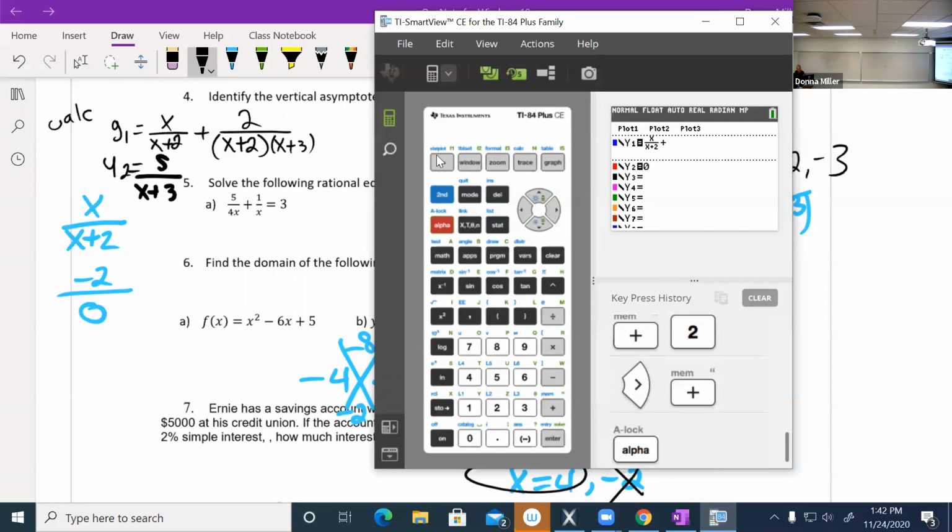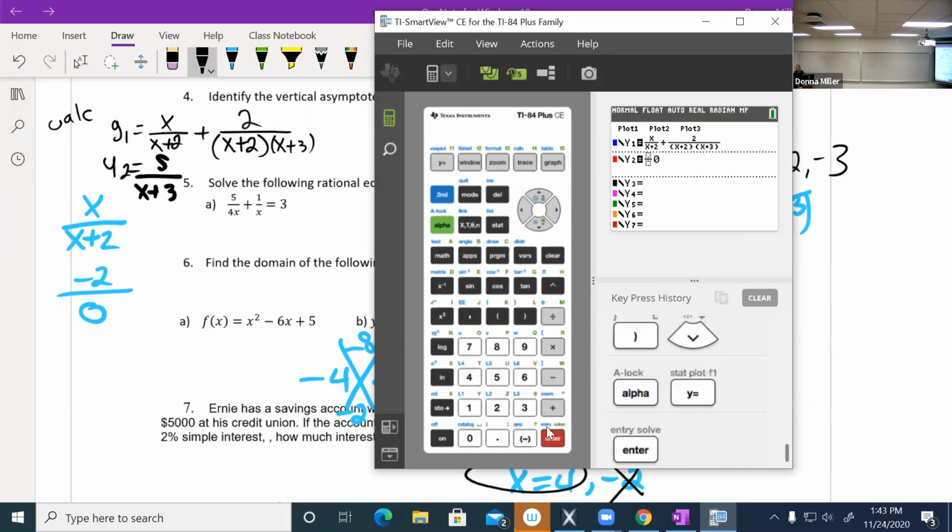Plus alpha fraction, 2 over x plus 2 times x plus 3. And that equals 5 over x plus 3. So alpha f1 fraction. Got an extra 0 floating around, so let me get rid of that thing. All right. So I plug both sides into y1 and y2.